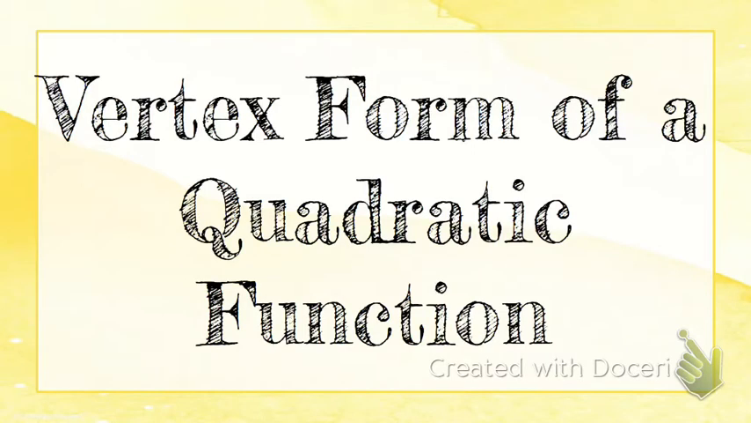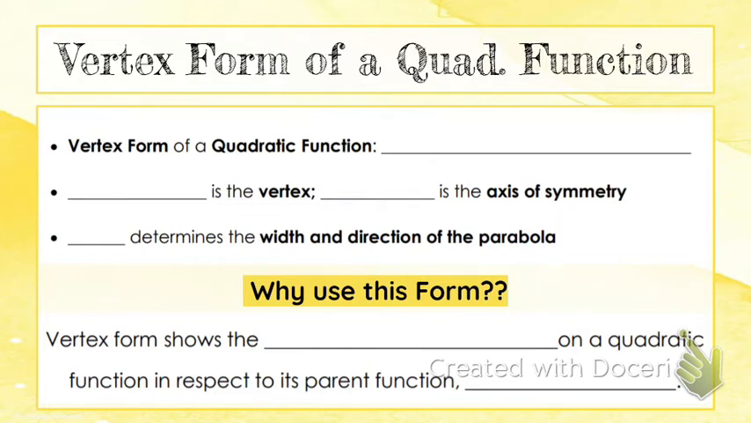Hey guys, today's video is going to be about vertex form of quadratic functions. So we're kind of going back to the stuff we were doing before ACT prep, before snowstorms, all of that. And the vertex form of a quadratic function is f of x equals a times (x minus h) squared plus k. And this tells us lots of valuable information about the function, especially about the graph.